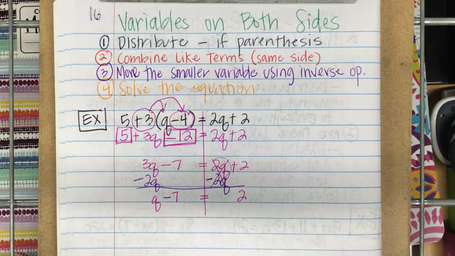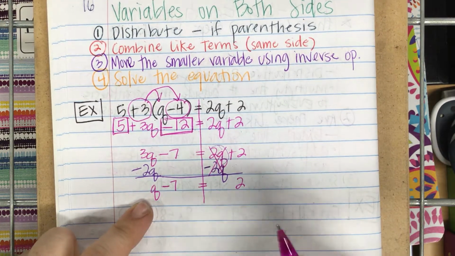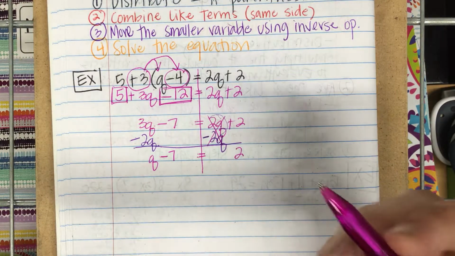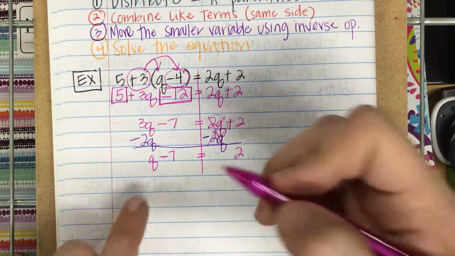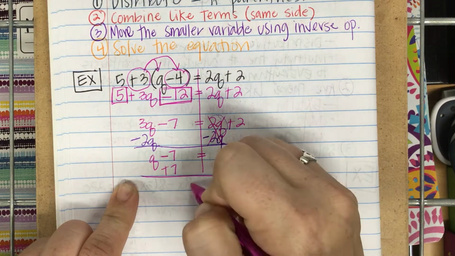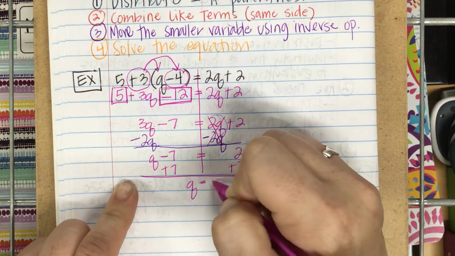I can solve the equation. This is now just a one-step equation, correct? I mean, maybe it's a two-step, or maybe it's a one-step. I'm going to add 7, and I get q equals 9.